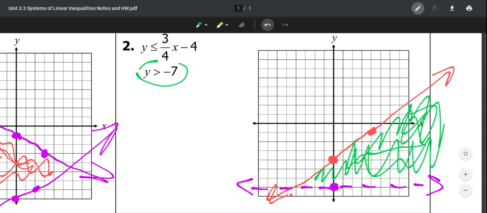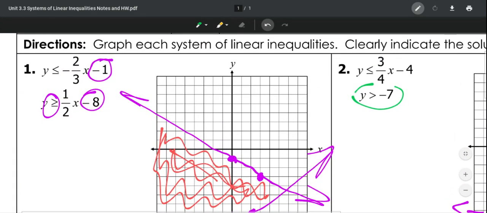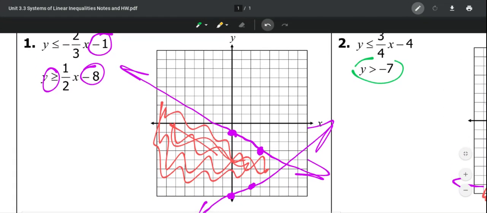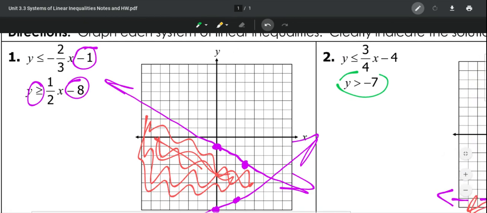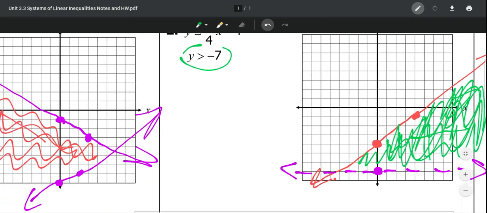So if you want to do it by shading it as you go, I suggest you just lightly shade it. That way you can erase it, and your dark shade will actually be what your answer is. All right, so that's two examples of linear inequalities. And those are basically just graphing your two inequalities. Where the shading overlaps is your solution.